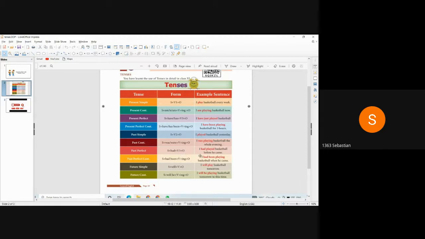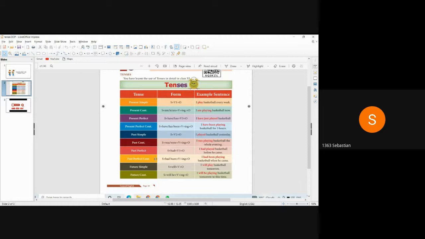Example, I had played basketball before he came. So two actions are mentioned here. I had played basketball, first action; second action, before he came. So we use past perfect tense to indicate which action had taken place first.